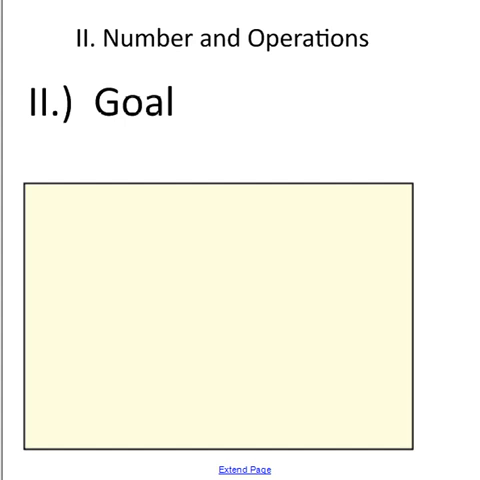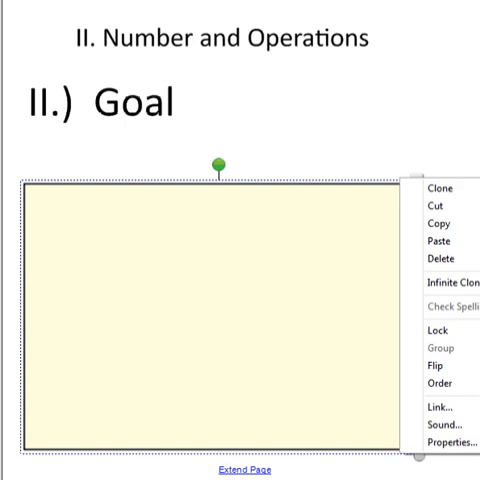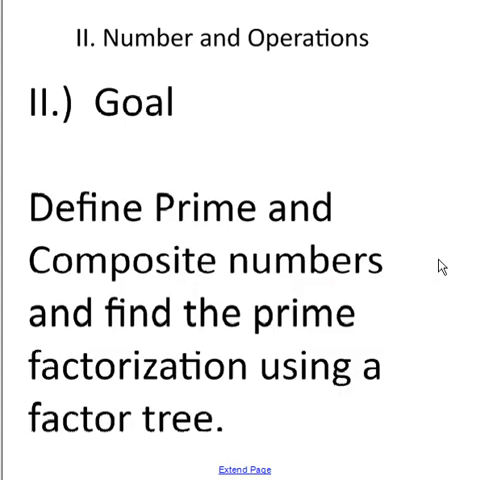Each time we start a new section, you're going to see that we have the goal. In this particular section, called Numbers and Operations, the goal or the learning target is to define prime and composite numbers. And the last thing we need to do is to work on prime factorization.